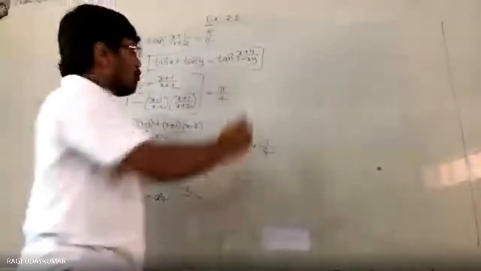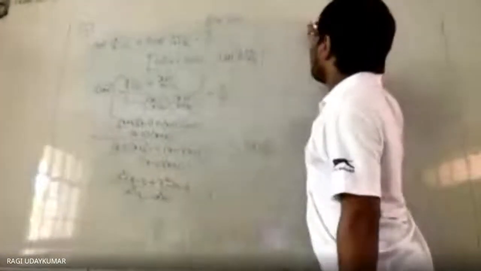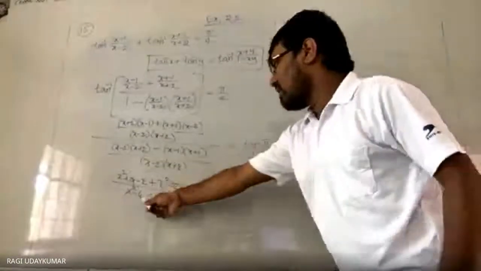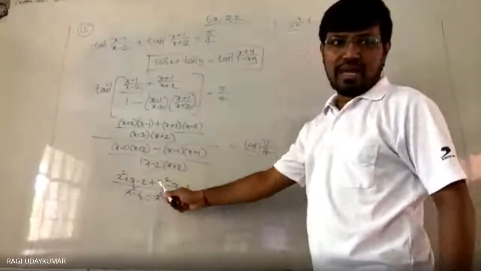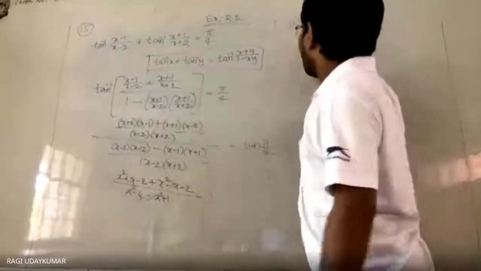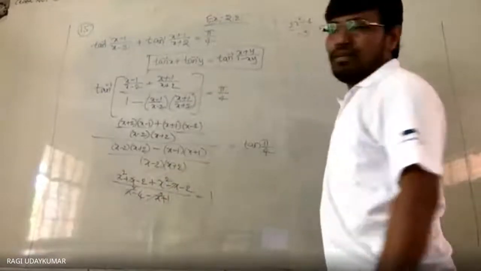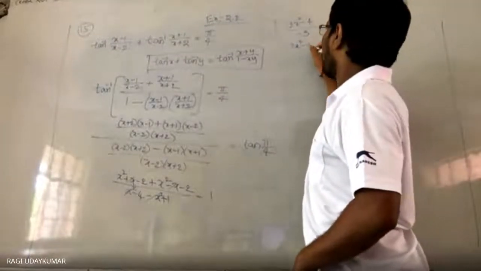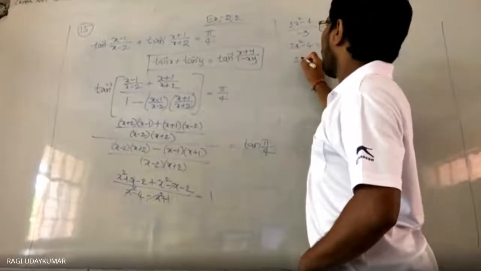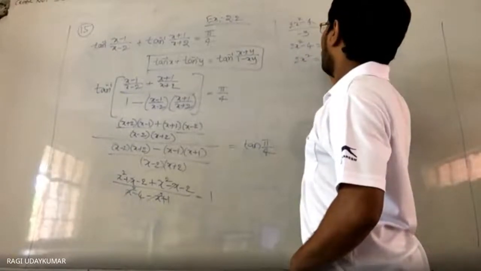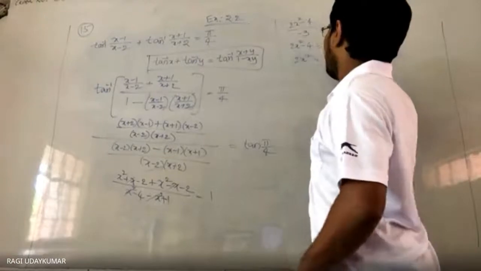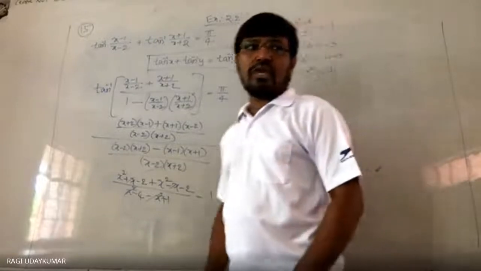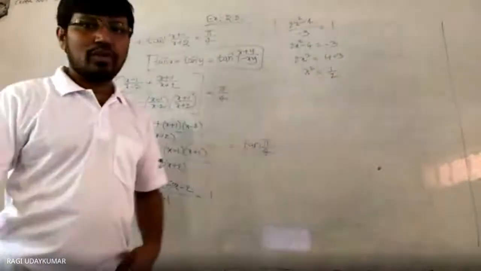So in the numerator you will get 2x square minus 4, divided by minus 4 plus 1. So 2x square minus 3 you get, which is equal to 1. So this is one quadratic equation you are getting here. So 2x square minus 4 is equal to minus 3. 2x square is equal to 4 minus 3. So x square is equal to 1 by 2.